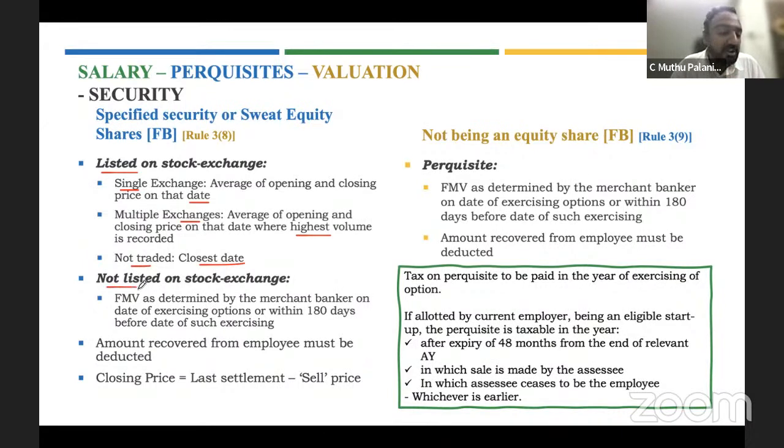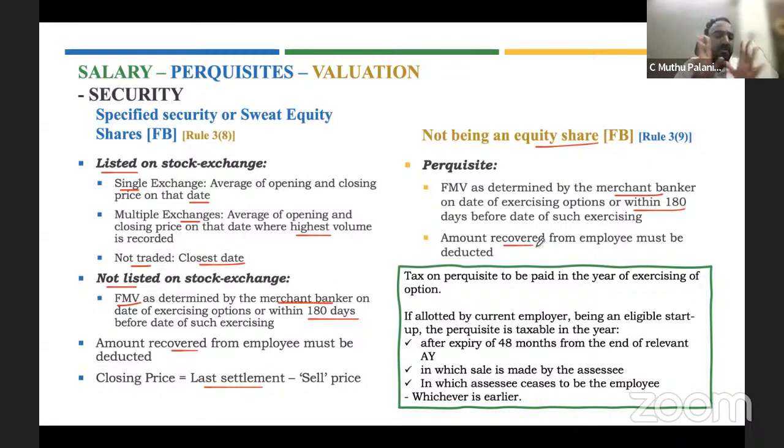In case it is not listed on a stock exchange, which means it's unlisted, the fair market value is determined by a merchant banker, and the validity of that is 180 days. The valuation should be obtained within 180 days before the date of exercising. Anything recovered should be adjusted, of course. What do you mean by closing price? Closing price is the last settlement, the last sale that has been made. If it is not an equity share, then again valuation from a merchant banker within 180 days, and whatever is recovered from the employee should be adjusted.